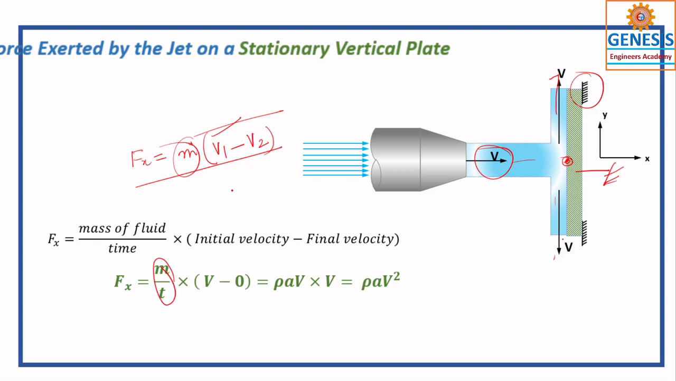Now this mass flow rate is m by t. M dot is equal to mass by time, and the initial velocity is v, and the final velocity, the moment it touches the plate, becomes 0. That is 0. Okay, so rho a v is the mass flow rate.